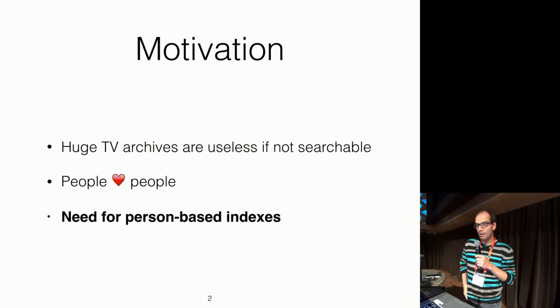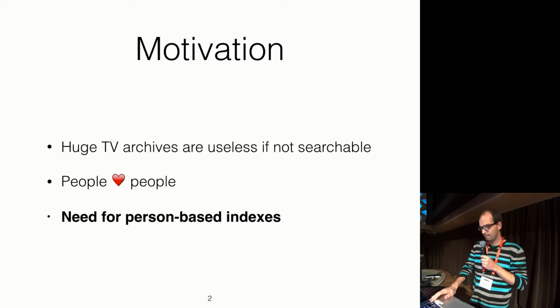So the motivations are simple. I needed to make it quick. The idea is that huge TV archives are useless when you cannot search them. It's obvious. And the other thing is that people love people. They want to look for other people in this huge corpus. So we need person-based indexes.